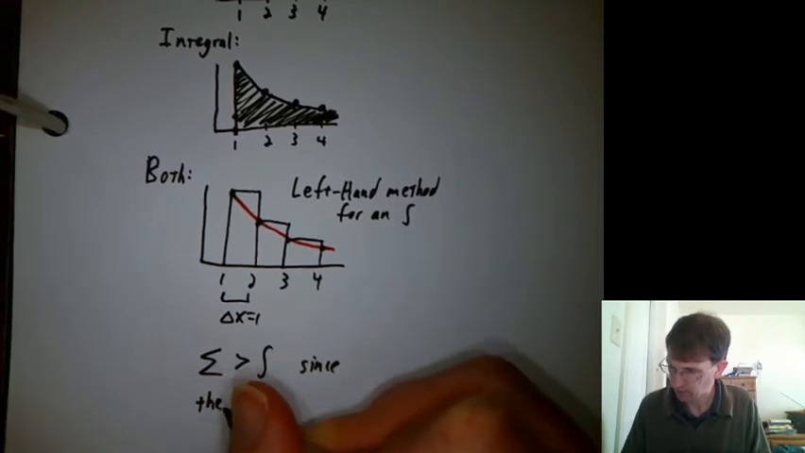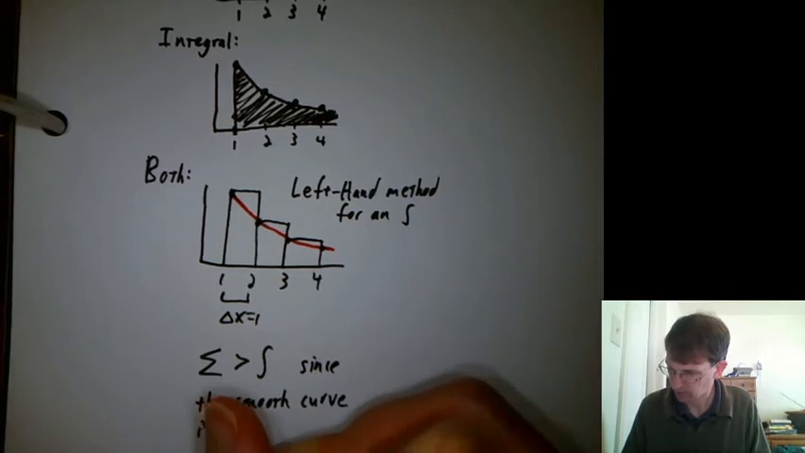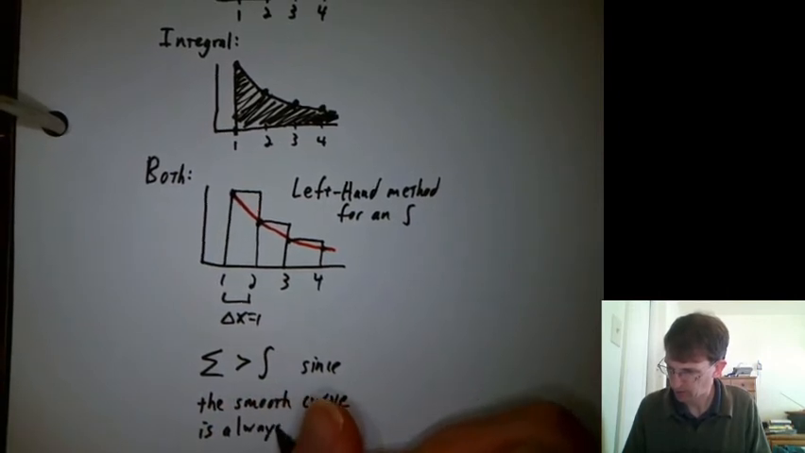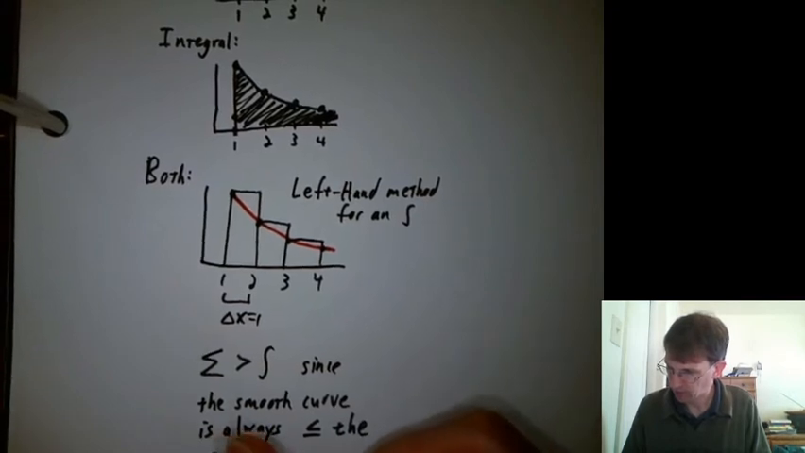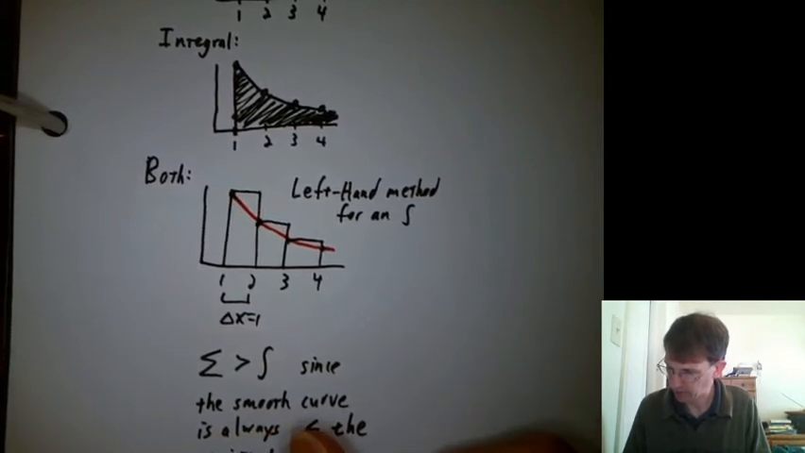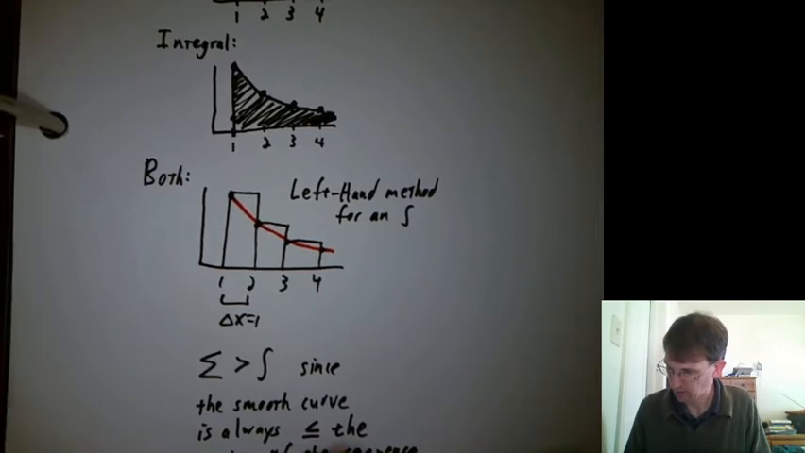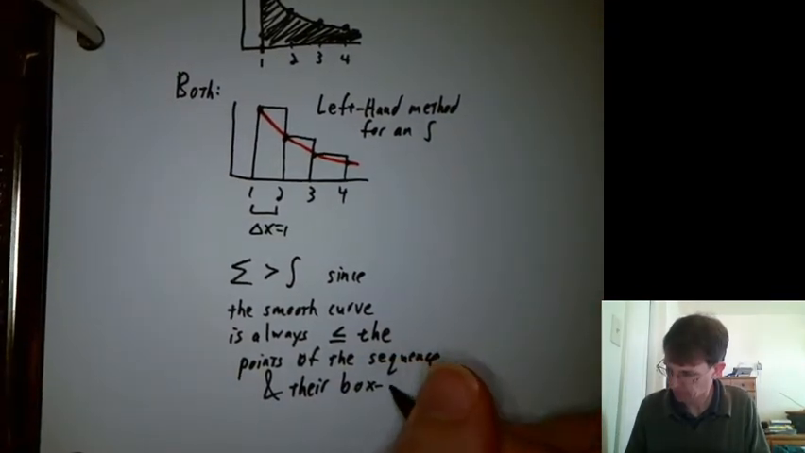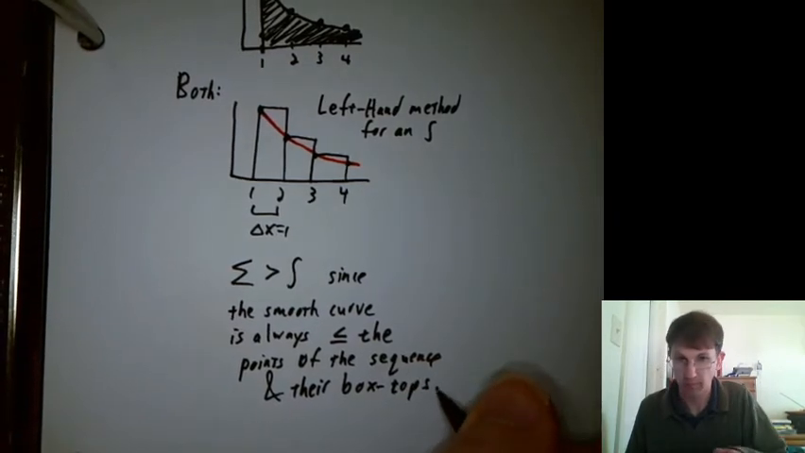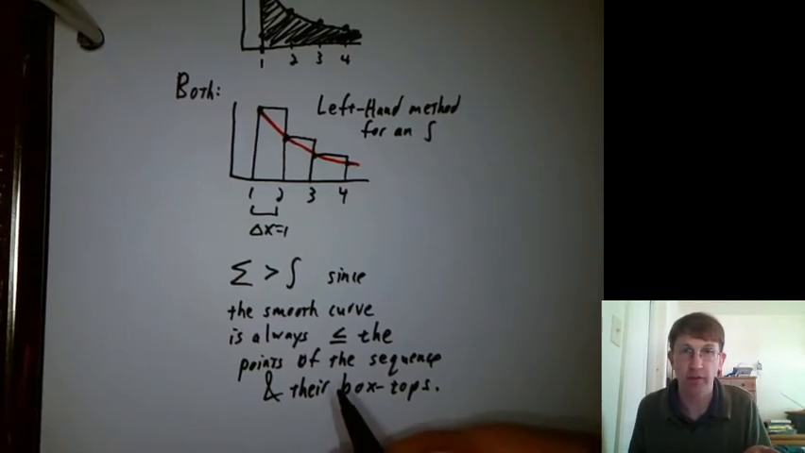since the smooth curve is always less than or equal to the points of the sequence, and their box tops. So I think we've mostly answered our first question of why we are seeing what we saw in the spreadsheet.